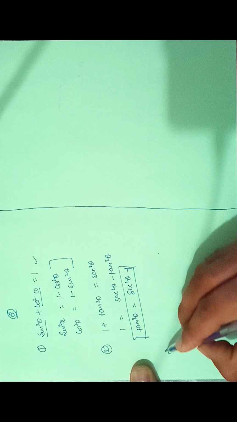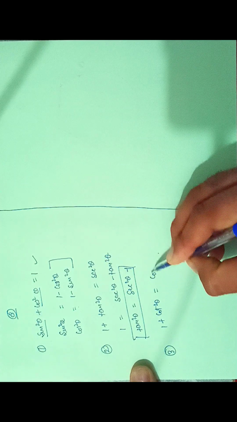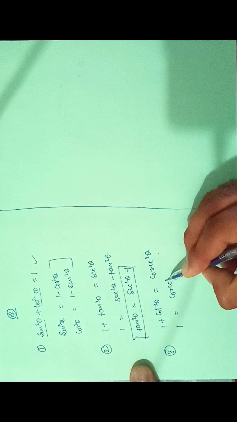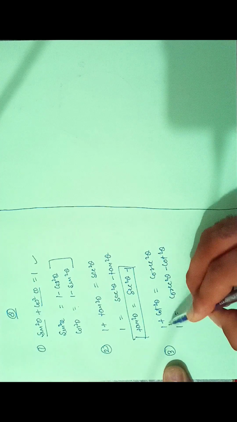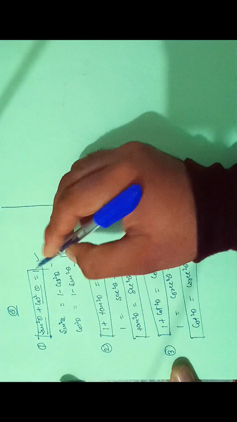The third identity is 1 plus cot square theta equal to cosec square theta. Similarly, if I transpose cot square theta to the other side, then it will be cosec square theta minus cot square theta. And if I transpose the 1 to the other side, then it will be cot square theta equal to cosec square theta minus 1. So basically you have to remember these three identities. After that you can use them whenever you need.